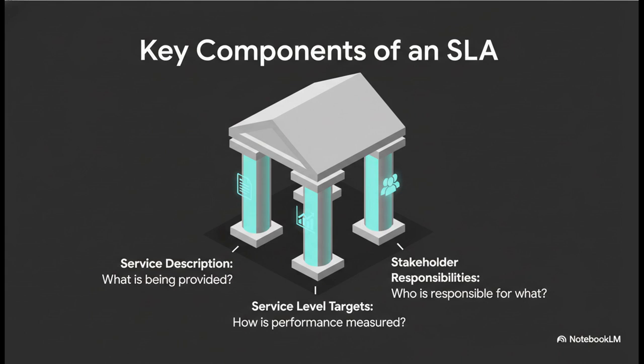First, a clear service description. What exactly are we providing? Second, measurable service level targets. How are we going to define success? This is where you see the numbers, like 99.9% uptime. And third, stakeholder responsibilities. Making it crystal clear who is responsible for what on both the provider and the customer side.